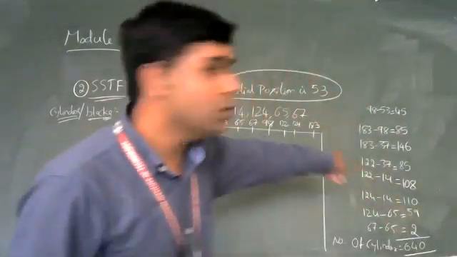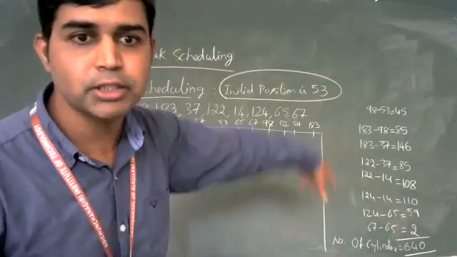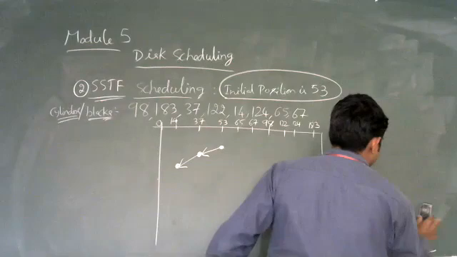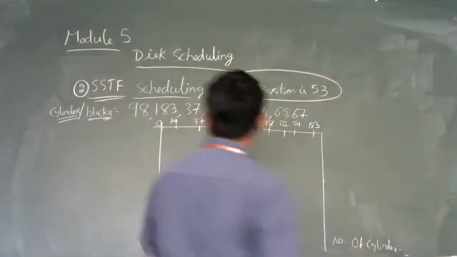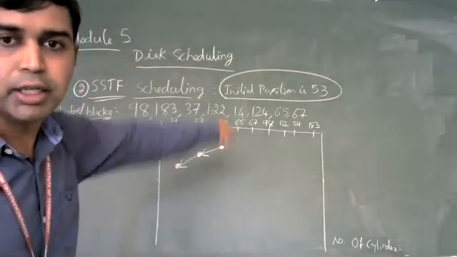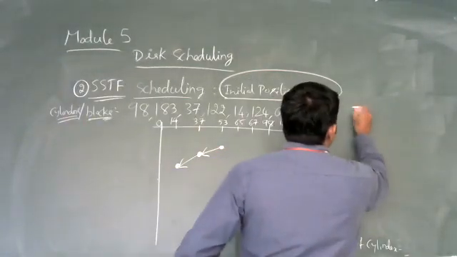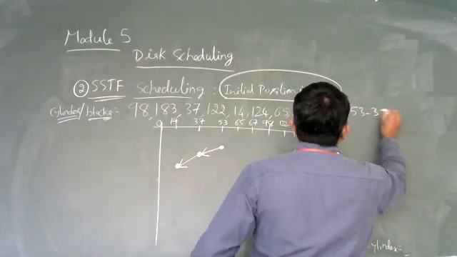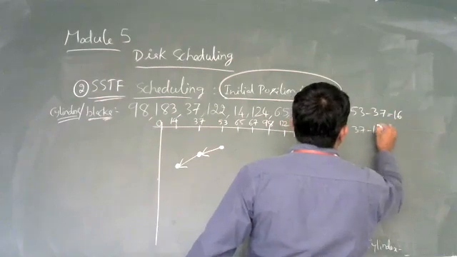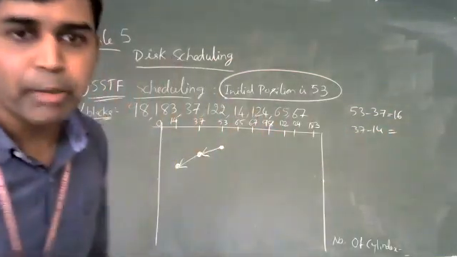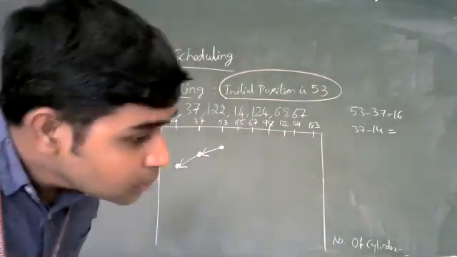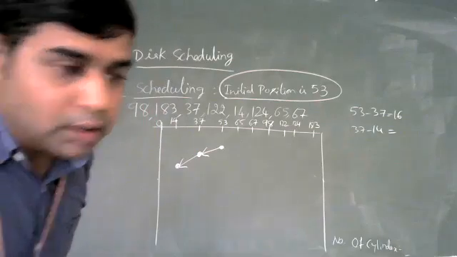See, simultaneously you write here also the distance calculations you have to make. So first we have made a movement from 53 to 37. You have to write that down. 53 to 37. Next from 37 to 14. How much? 37 minus 14, how much? 23. 23.